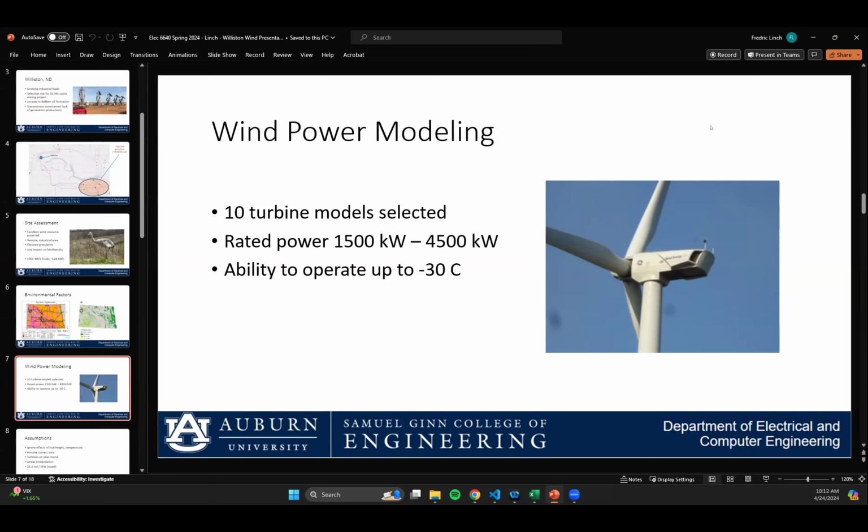Obviously there are smaller ones and there are larger ones, but for land-based wind farms, there's a fairly representative range of rated powers. And then they are all able to operate either stock or with additional upgrades down to minus 30 degrees Celsius. Obviously North Dakota has pretty harsh winters that can get extremely cold. And that's another big concern after like the 2021 winter storms when everything was freezing over.